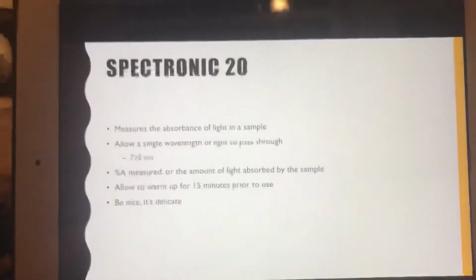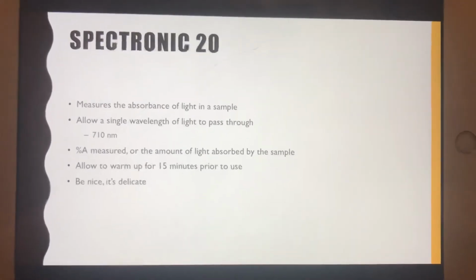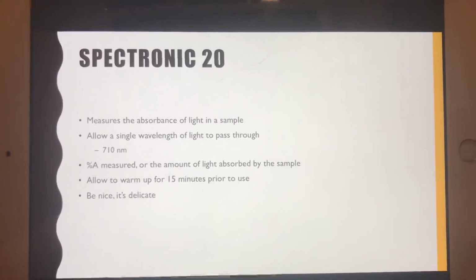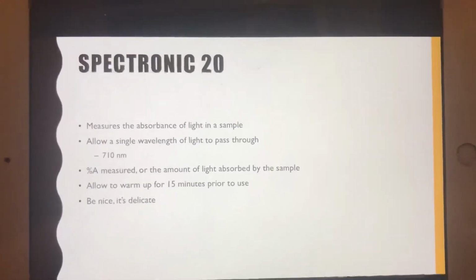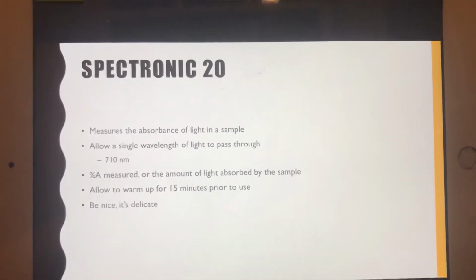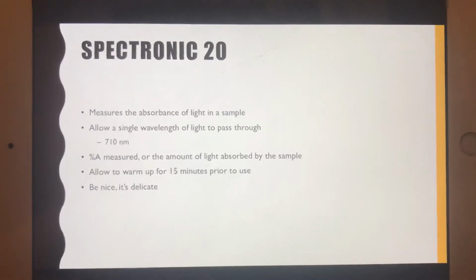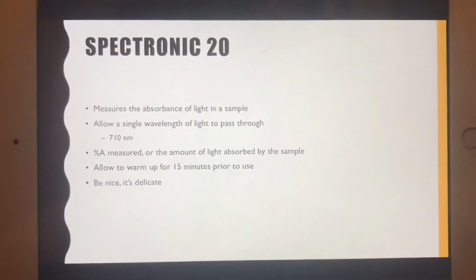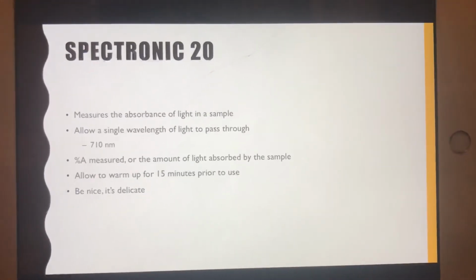Now, specific things about this machine. You set the wavelength to 710 nanometers, so you turn the little knob and the little 710 pops up. You also allow the machine's lamp to warm up for about 15 minutes prior to use, and also be nice to it. It's delicate, don't slam it around, don't break it.